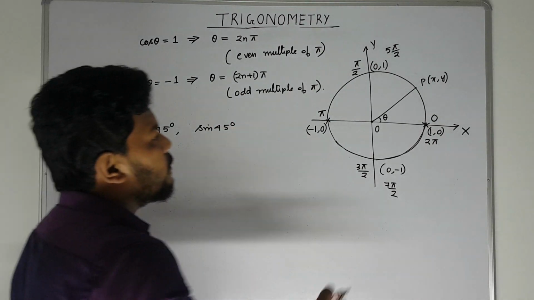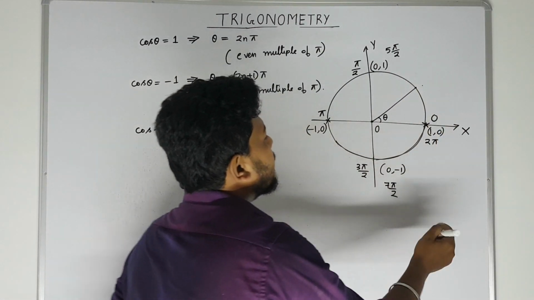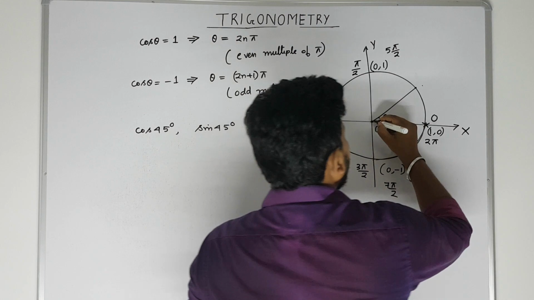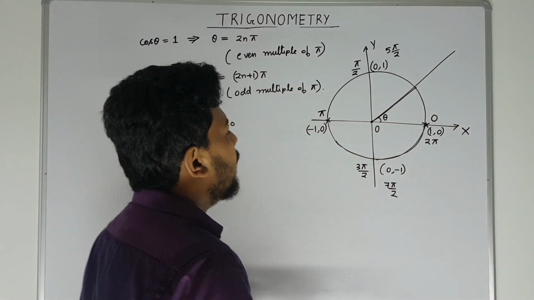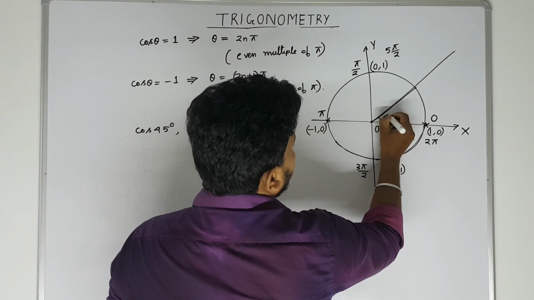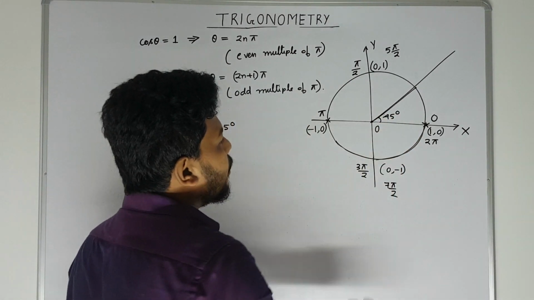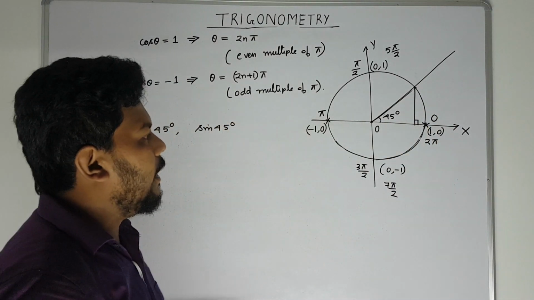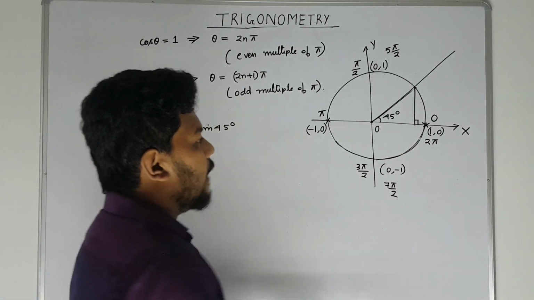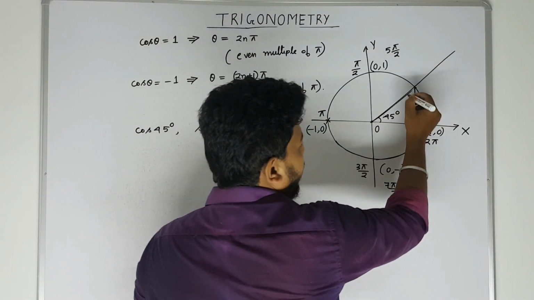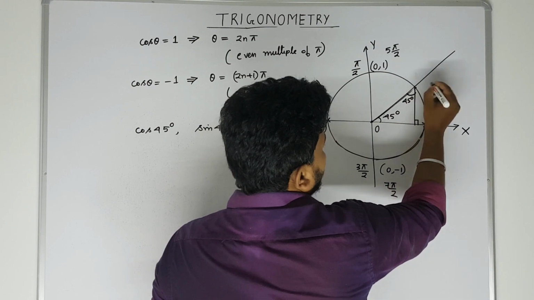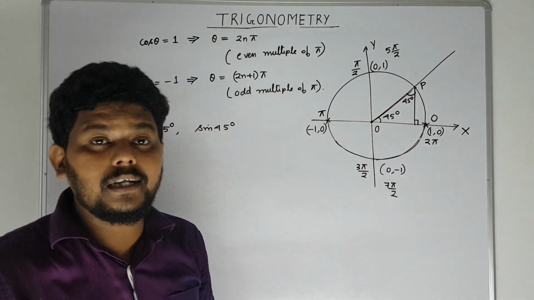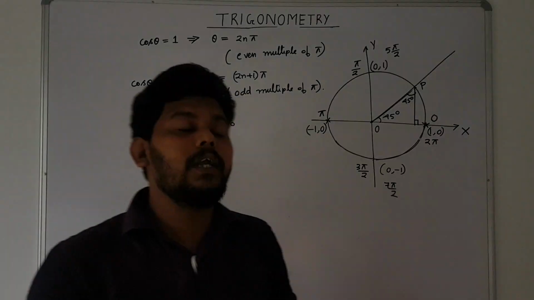Now we know this angle is 90 degree. If I bisect the angle by a straight line like this, then this will be my 45 degree. If I draw a perpendicular from this point on the x-axis, then it is a right angle triangle. This is 90 degree, this is 45 degree, therefore it must be equal to 45 degree. So if I can find the coordinates of the point P, then it will represent the values of cos 45 degree and sin 45 degree.